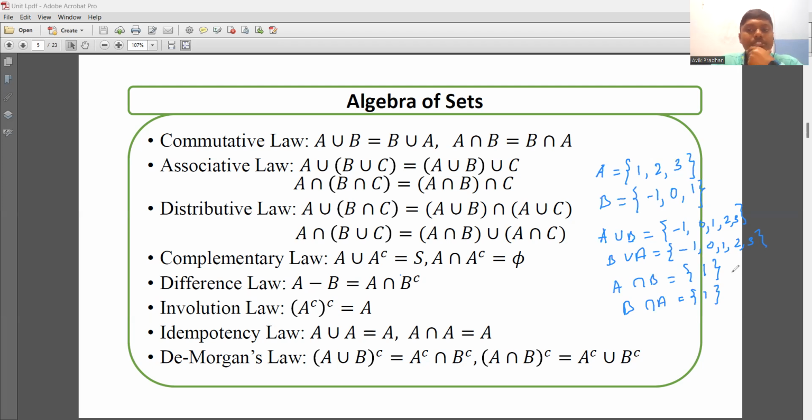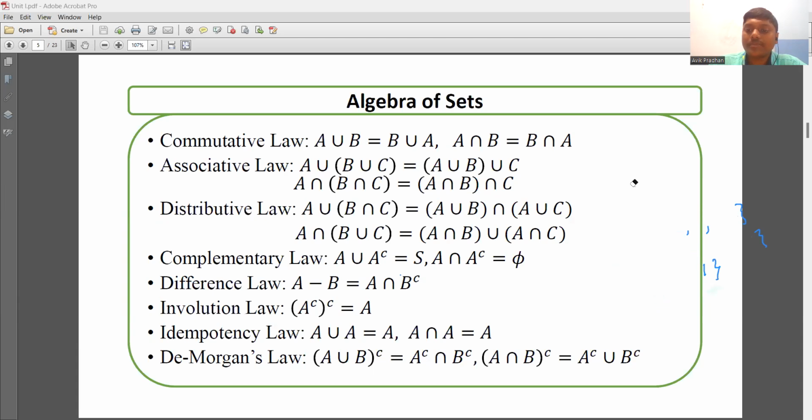So the commutative law says that if I use union or intersection, which are the operations on sets, on two sets, the order in which we do the operation does not matter. So A union B will be the same as B union A, and similarly for the intersection also. Okay. The next law is the associativity, or associative law.